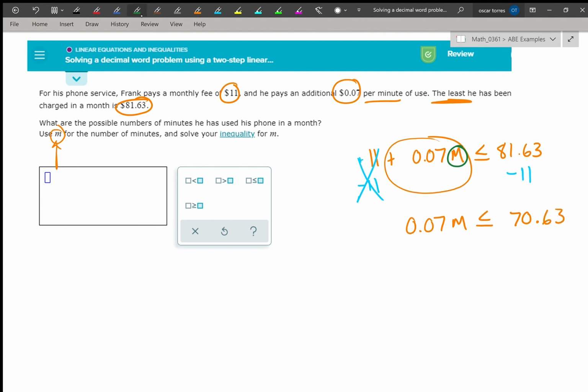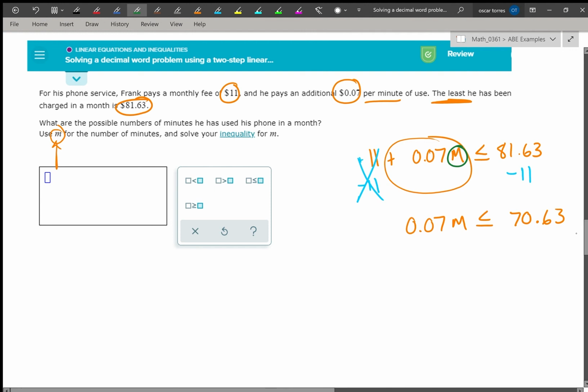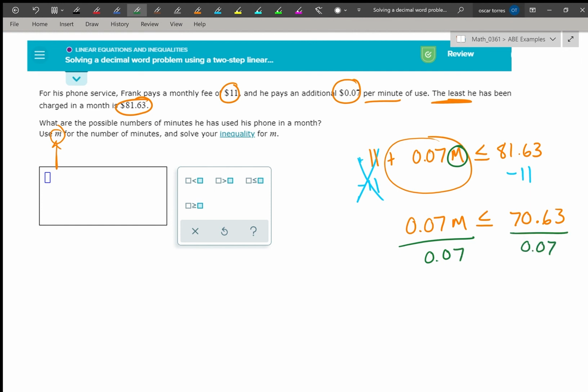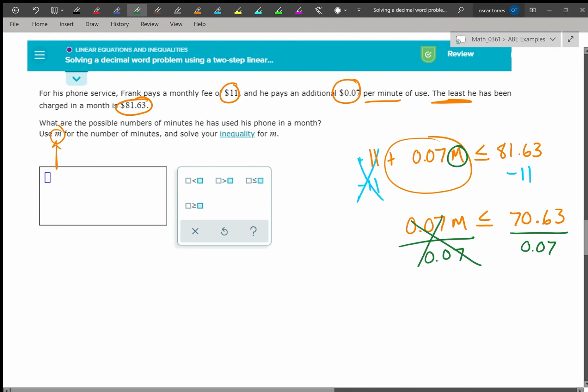We're still trying to get m by itself. M is being multiplied by 0.07, so we're going to divide both sides by 0.07. On the left-hand side, the 0.07s go away, and it leaves us with an m. So we have m is less than or equal to whatever 70.63 divided by 0.07 is. If we put this in the calculator, we end up getting 1009. So we end up getting 1009 minutes per month. So m is less than or equal to 1009.